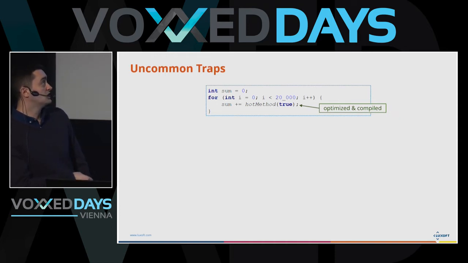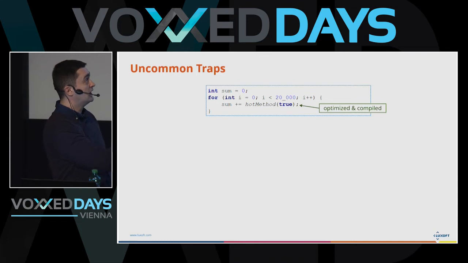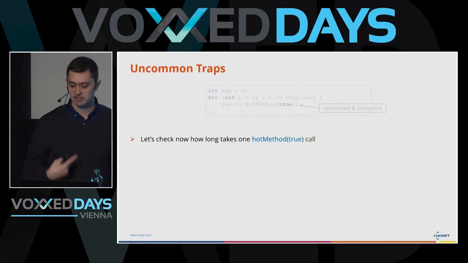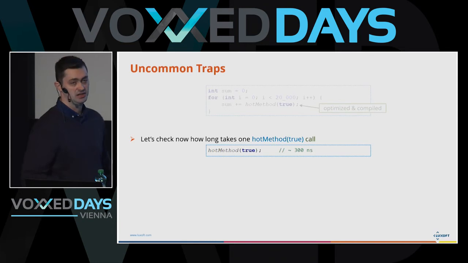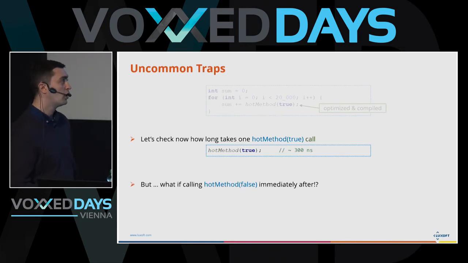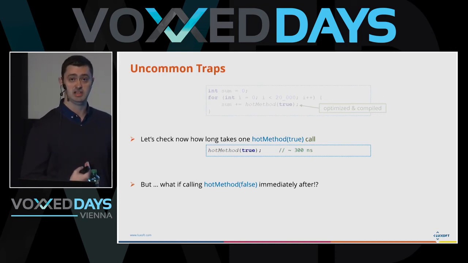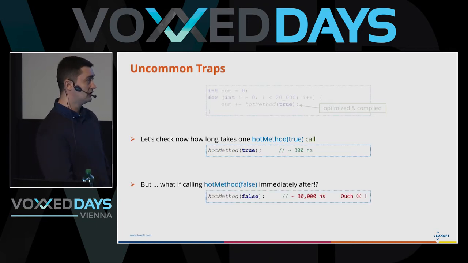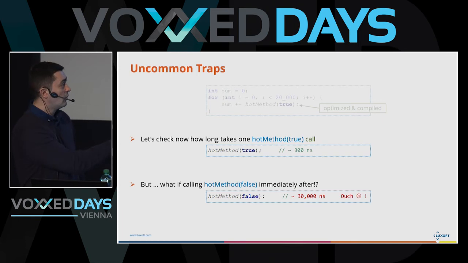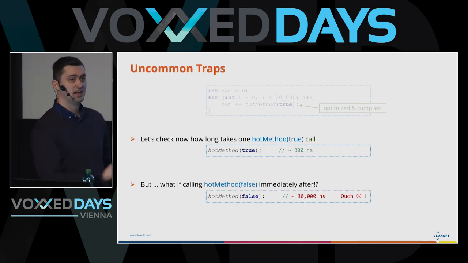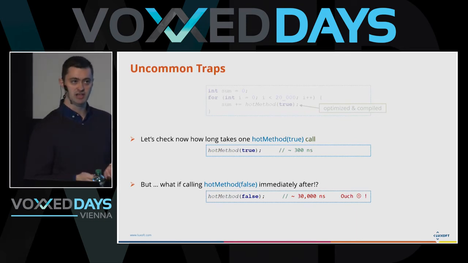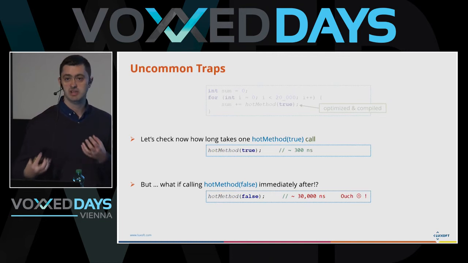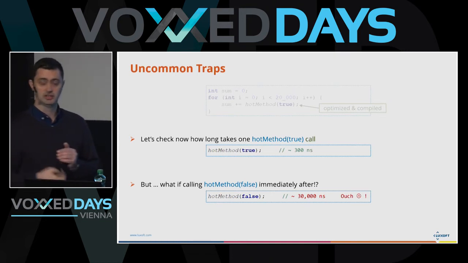If we get back to our initial snapshot of the code, we see the hot method called only with true. It got optimized and compiled, and if we measure just one iteration after it reached C2, on my laptop at least, it took around 300 nanoseconds. But what if I call my hot method with false immediately after? Measuring the time elapsed, we see that one iteration took about 100 times more than the previous one. It leads me to the question: why? What happened under the hood inside the JVM, from the just-in-time compiler perspective, to have such a big difference between these two calls, just two calls in sequence?